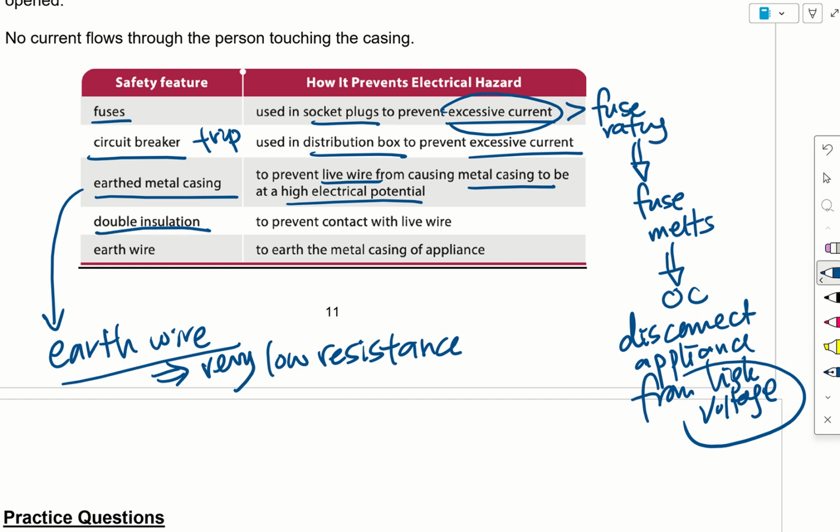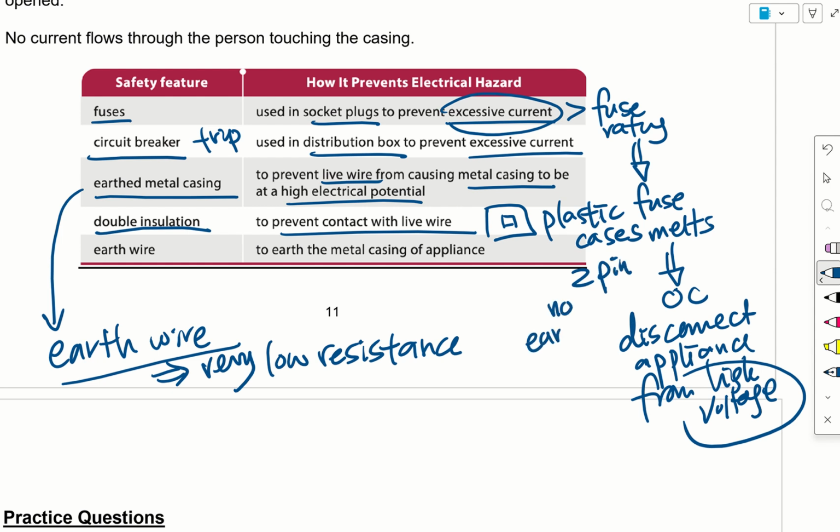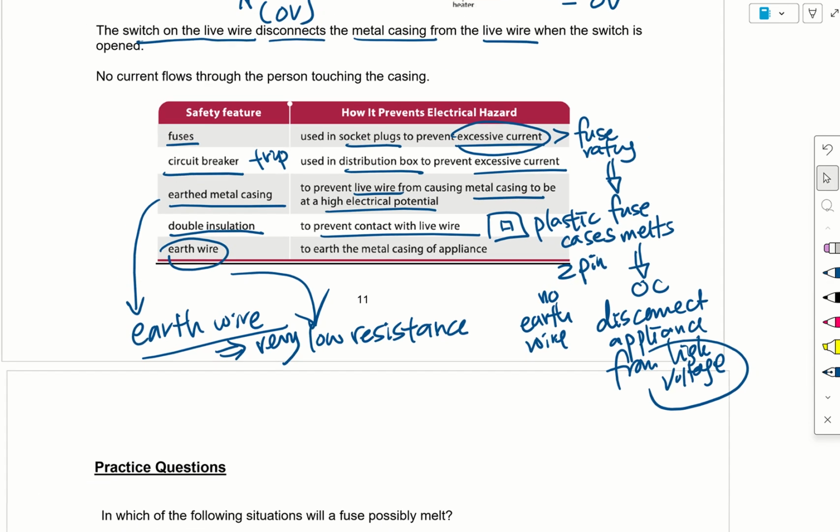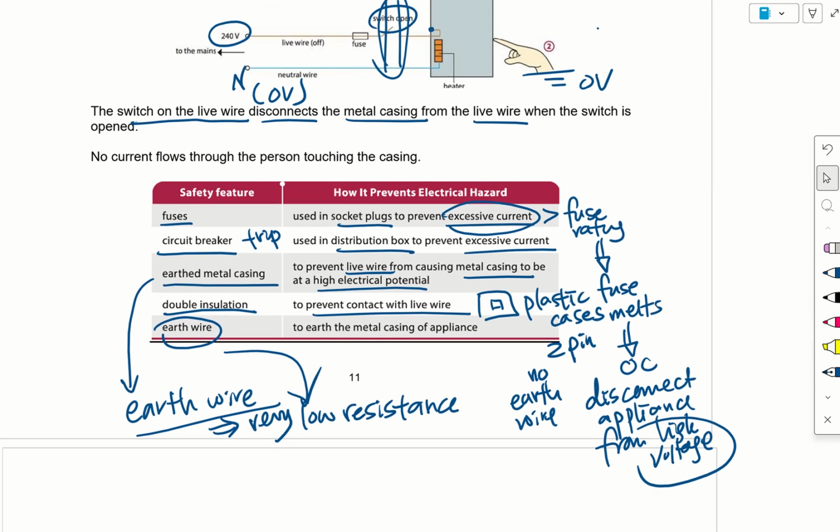So double insulation is very simple. It's to prevent contact with the live wire. So remember, the symbol is this. Okay, and this is usually for appliances with plastic case. Okay, plastic cases. Okay, and we have 2-pin plugs only. There isn't any earth wire. There's no need for earth wire. So basically, I will save on the material as well. So that's why, if can, the appliances made of plastic, I'll just use a 2-pin plug, double insulation. Next is the earth wire, which is actually a wire of very low resistance. Is basically to earth the metal casing. Okay, so the next video will be on the practice questions.